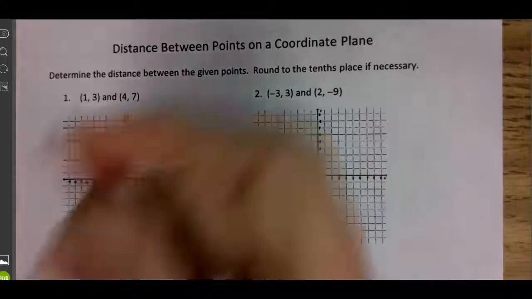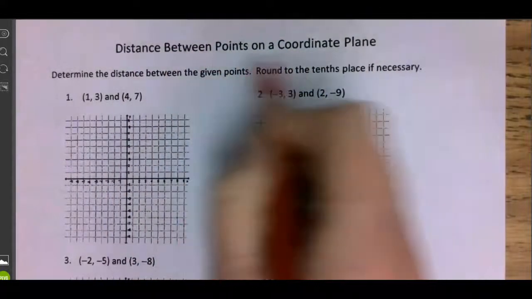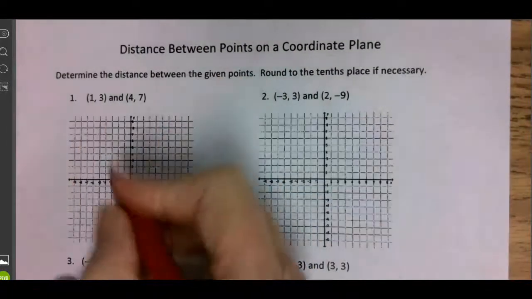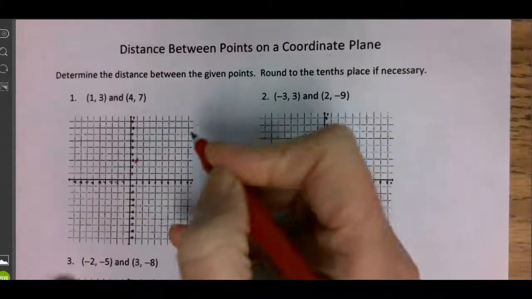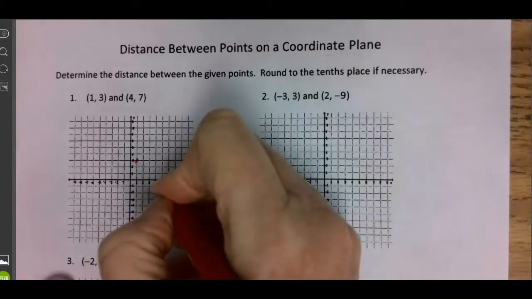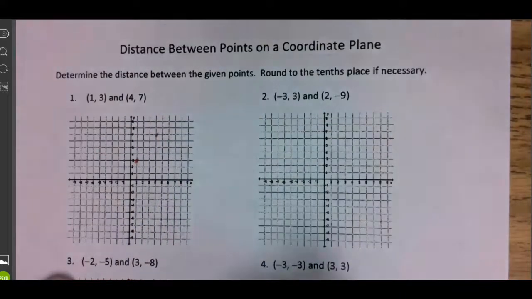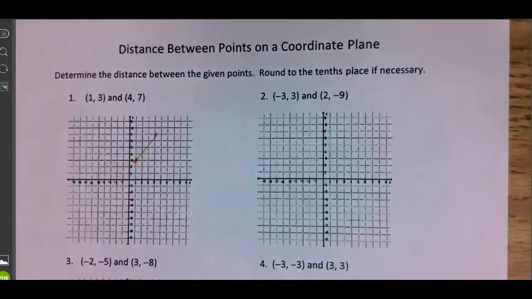Okay, now this next part is pretty nice, because all we're going to do is find the distance between the points on our coordinate plane. And guess what we're going to use? You're right, Pythagorean Theorem. So we get to plot points. We're going to plot (1, 3) and (4, 7), and we're going to find the distance between these. We want to find that distance.